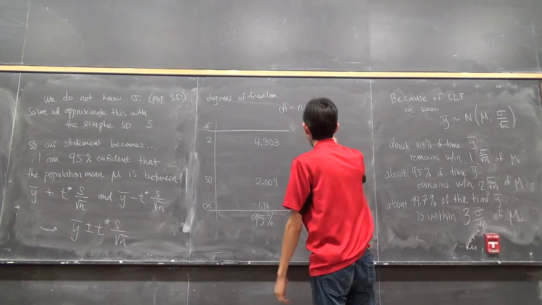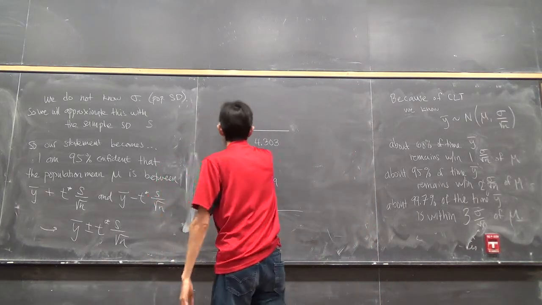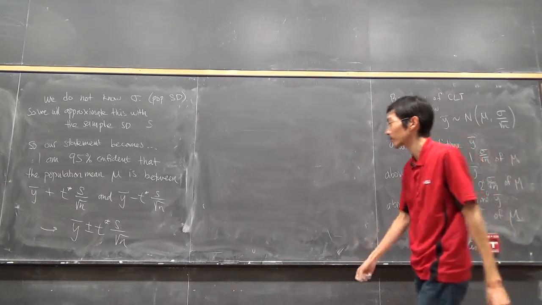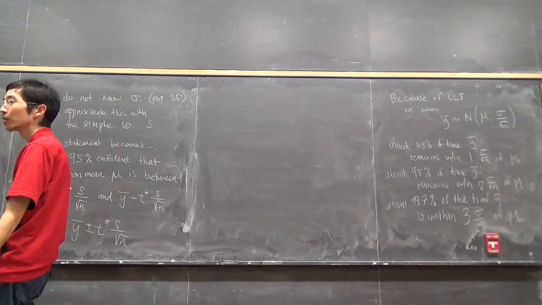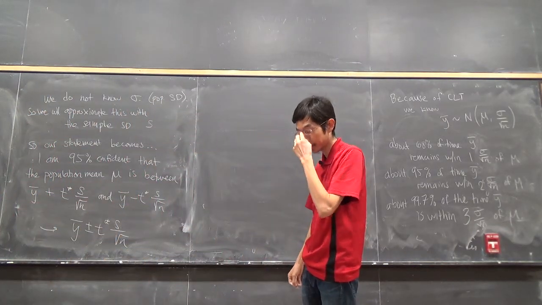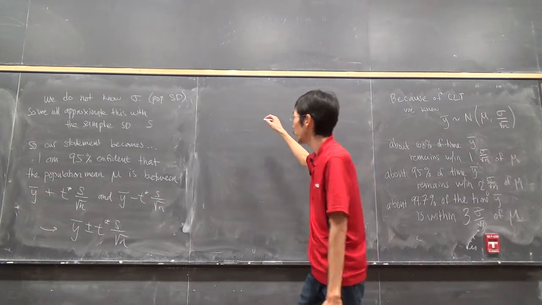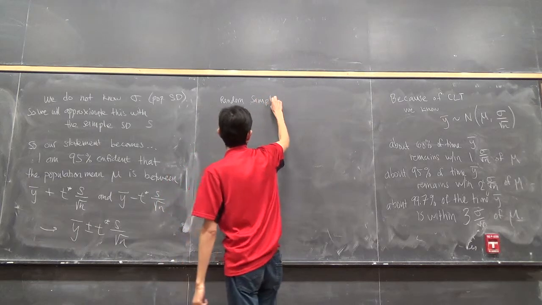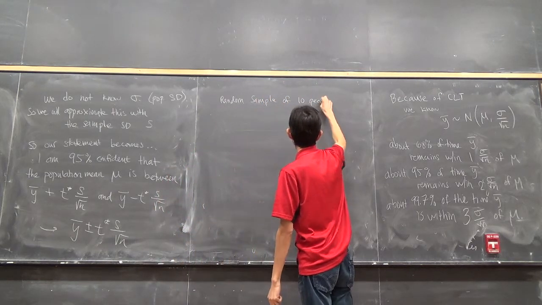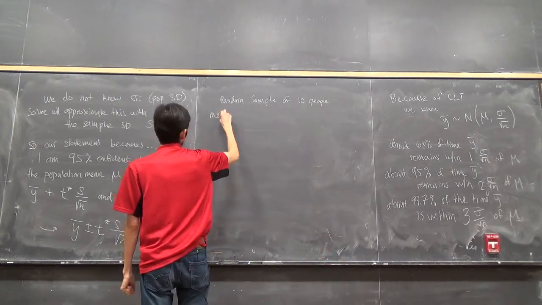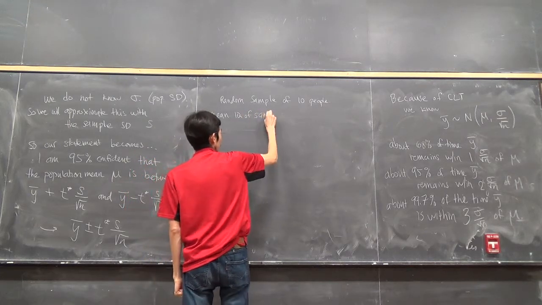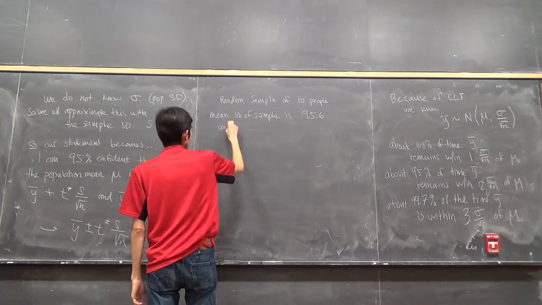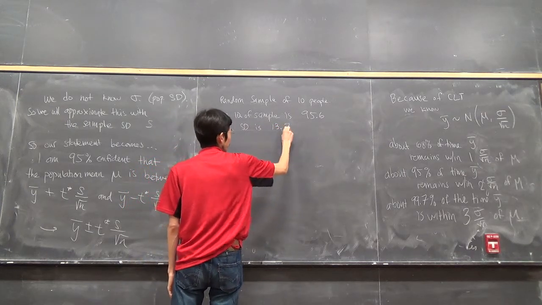All right, so let's try one of these things out. Earlier I said I made a bunch of data on the computer about IQ scores and things like that. We took a random sample of 10 people. Let's say the mean IQ in the sample is 95.6, and the standard deviation of the sample is 13.71.